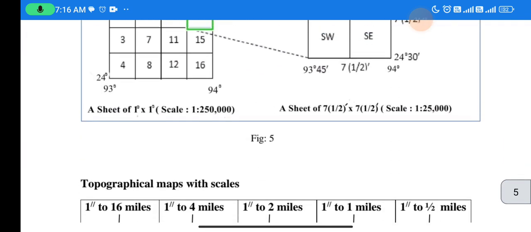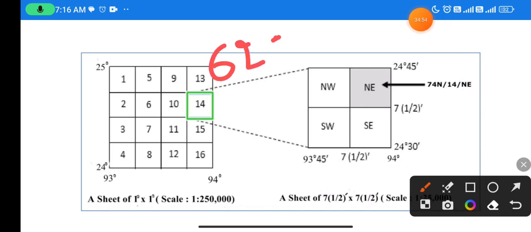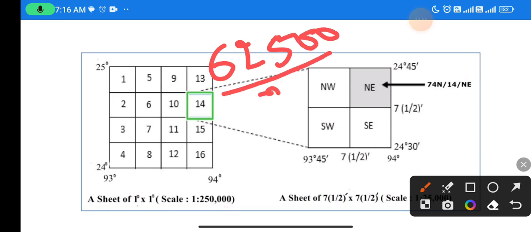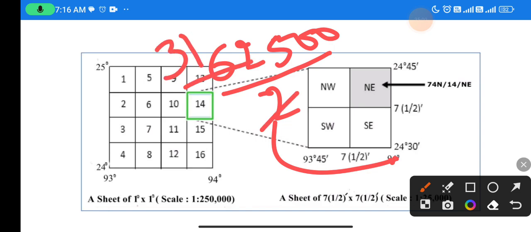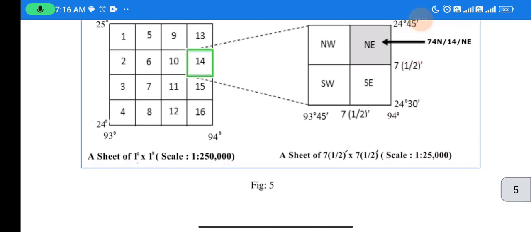Now this 62,500 is getting divided into two parts. If 62,500 is getting divided into two parts, definitely it won't be 25,000, right? So 2 3 is a 6, 2 1 is 2, 2 2 is 4, 2 5 is 10, and then 31,250 is coming. But how is it coming to 1 is to 25,000?